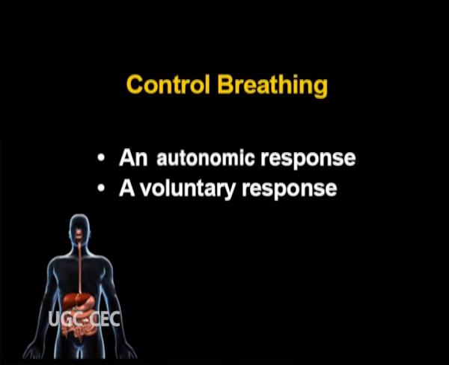They decide how fast respiration needs to take place by monitoring the level of carbon dioxide in the blood. When the cells require more oxygen than normal in times of excitement or exercise, respiration speeds up. 2 systems control breathing, one an autonomic response and second a voluntary response.